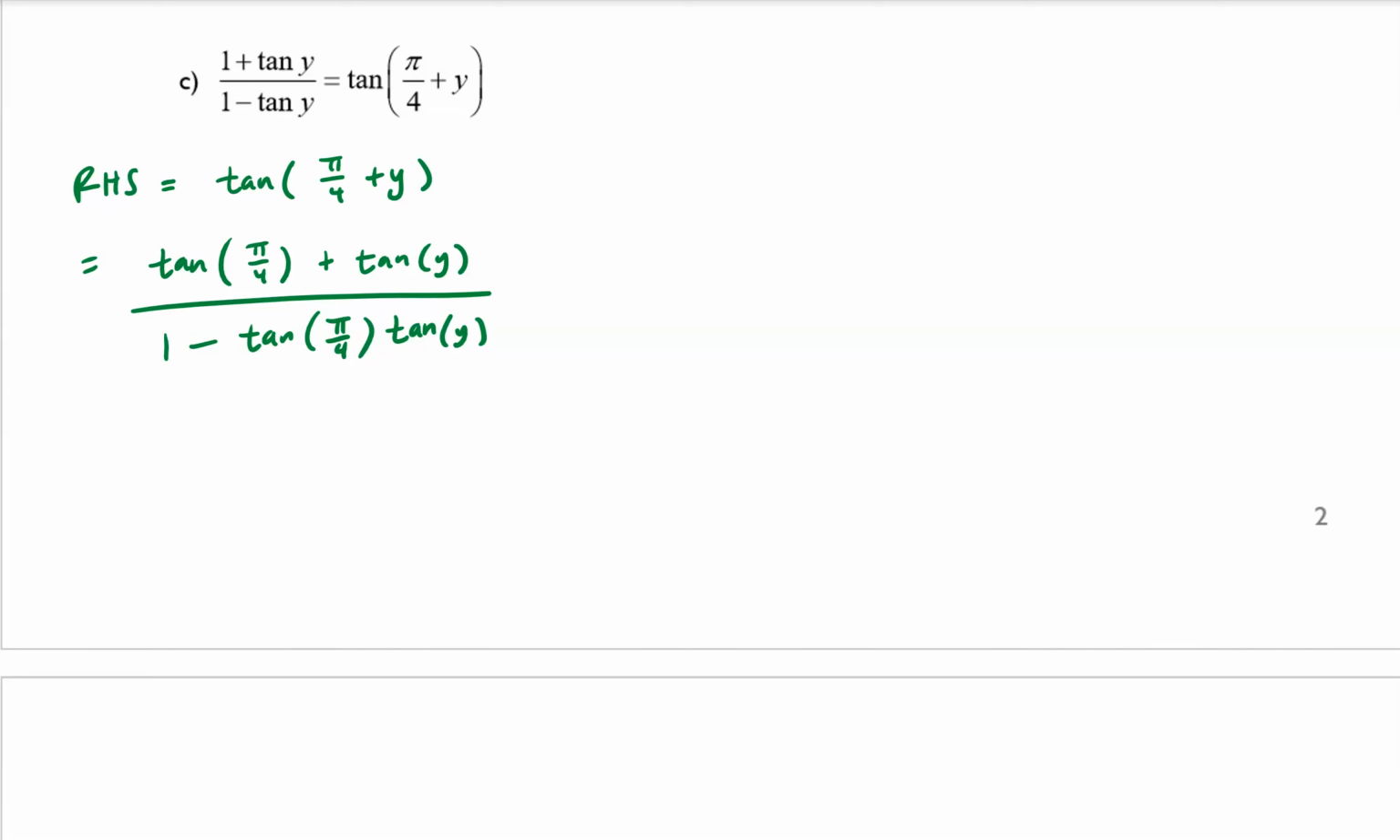Okay, so let's see if we can do some simplification here. We know that pi over 4 on the right triangle and on the unit circle, we know that the terminal points are root 2 over 2, comma root 2 over 2, and tangent is equal to the y value divided by the x value. So in this case, that's going to equal 1.